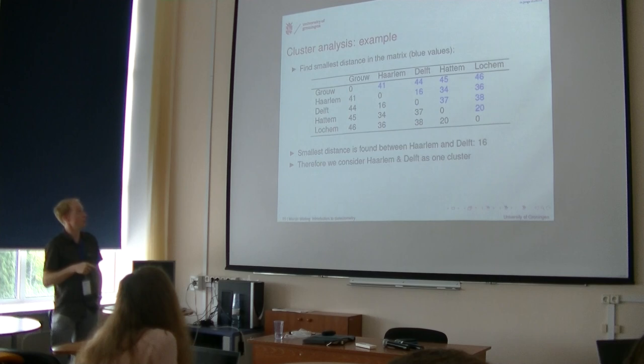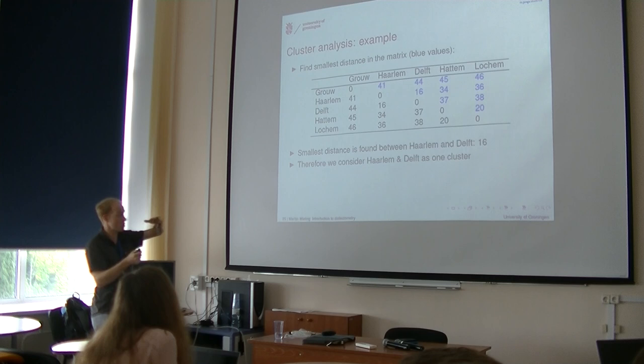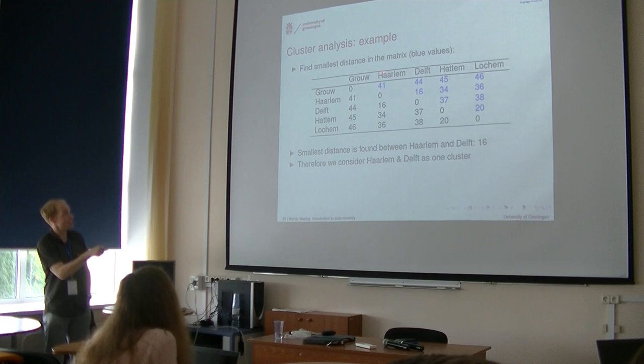Right? So the table is symmetrical, right? Distances between Grau and Haarlem are the same as Haarlem and Grau because we always flip the locations, right? One is first up and the other one is down in the alignment and vice versa. So it's always symmetrical. So these are linguistic differences, right? Not geographical distances. So Grau compared to Haarlem, that's the distance of 41. Grau to Delft is 44. Grau to Hattem is 45, etc.